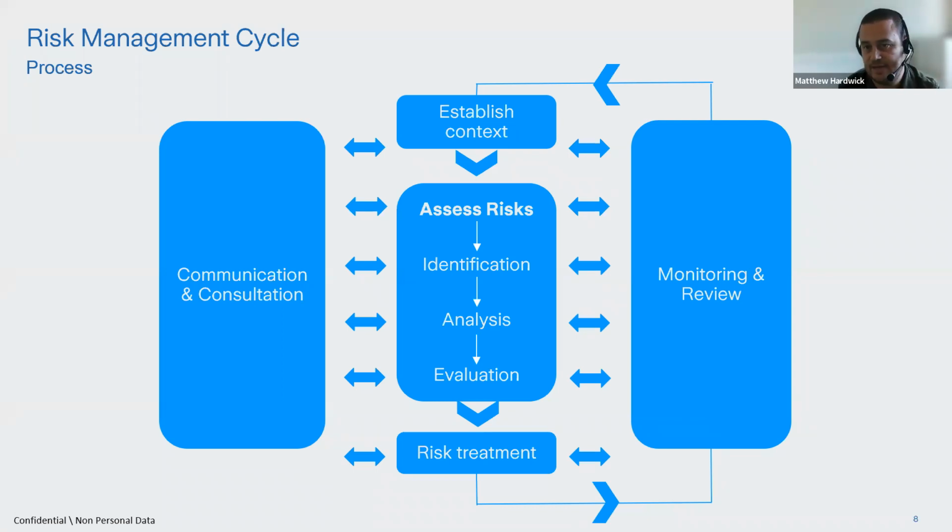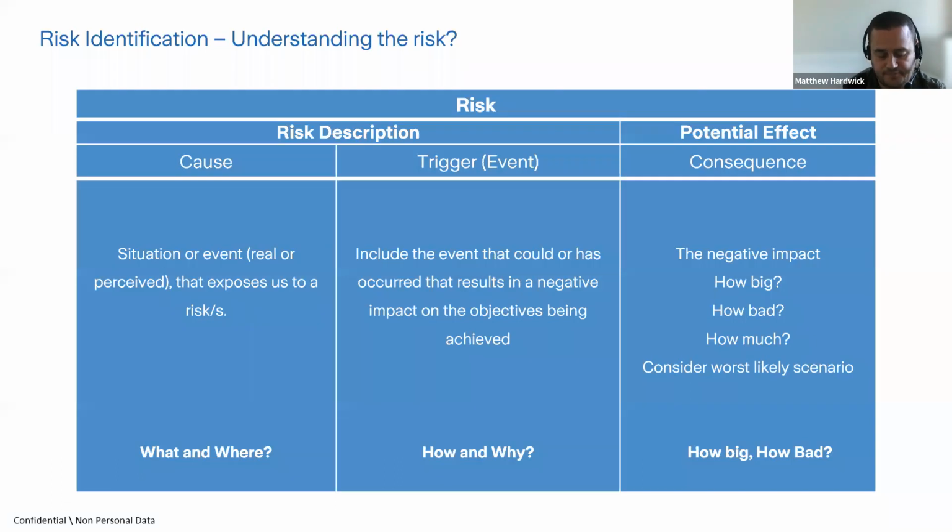But that, hopefully, now looks and appears a more simplistic diagram than perhaps when it first appeared on the screen as to how that process works. When we're looking at identification, I mentioned that identification for me is absolutely the most integral part of getting the whole thing right. I like to try and break risk down into these three category areas. And a good risk description will have a cause and a trigger.